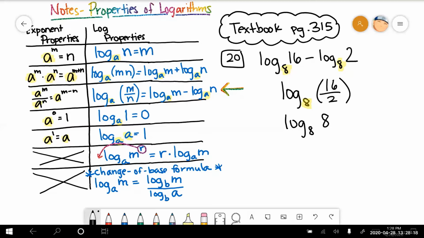And so now I can look at another one of my properties, because I notice that my base is now equal to this number. That looks to me like that property. And so my final answer is 1. All that work so we can get an answer of 1.